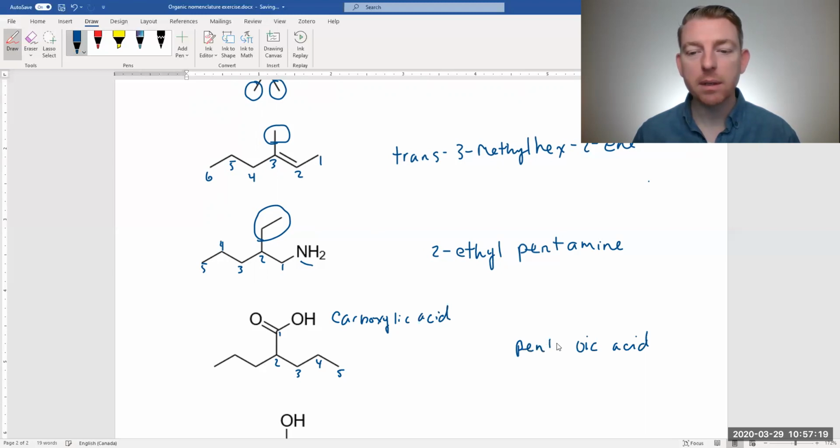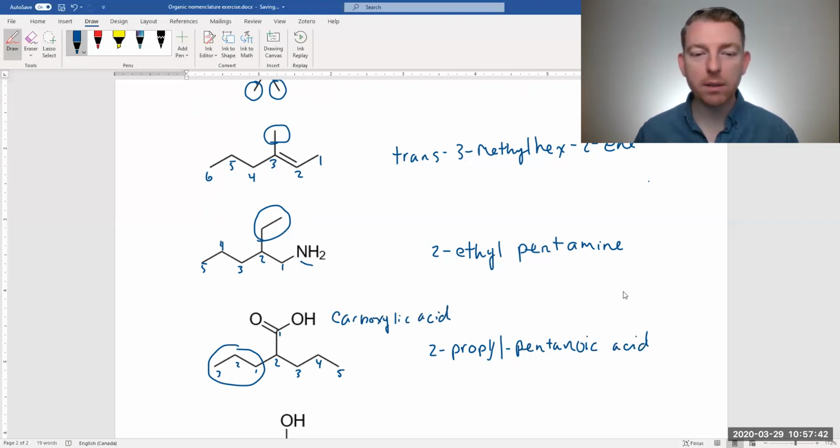So pentanoic acid with a side group that has 1, 2, 3 carbons on it. So this is going to be a 2-propyl. That's a Y. 2-propyl pentanoic acid.